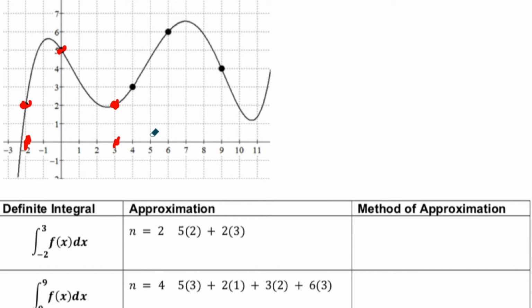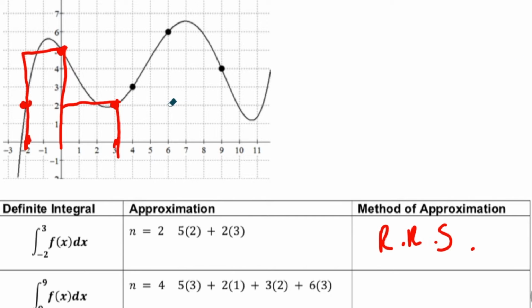So if you look at this first one, the height was 5 and the width was 2. So if the height is 5, that's right here, and the width of 2 means we had this rectangle right here. And the other one had a height of 2 and a width of 3, which means we had this rectangle here. So hopefully you can see there that that is a right Riemann sum. I'm going to abbreviate that, right Riemann sum.